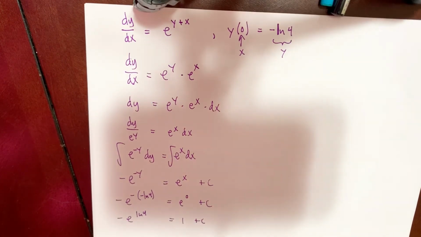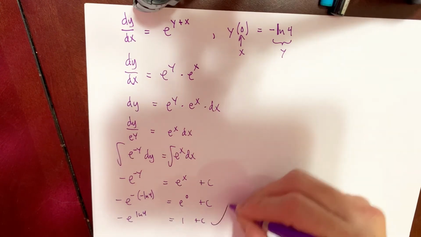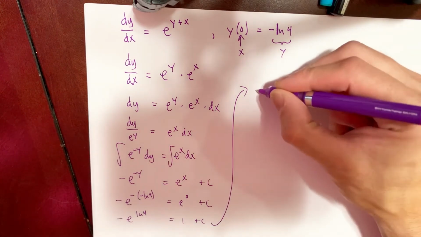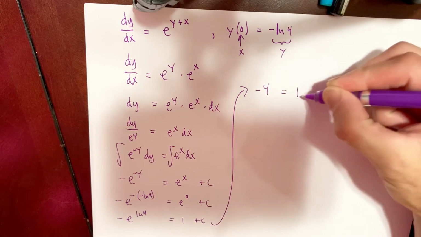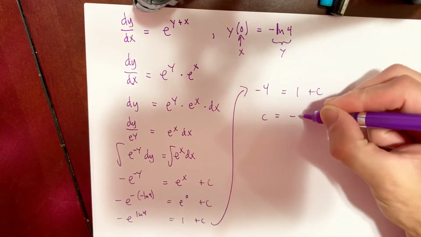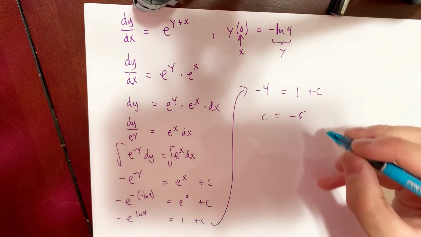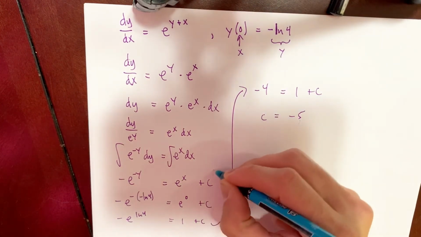And let's see. Properties of logarithms. E to the ln are inverse operations. They knock out. You're essentially left with negative and the 4. That's one of the properties of logs. And so we have c equaling negative 5. And that value can go back in here.